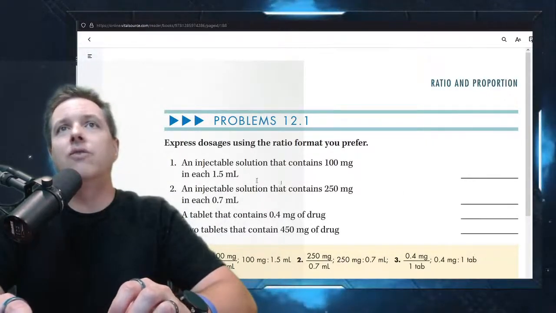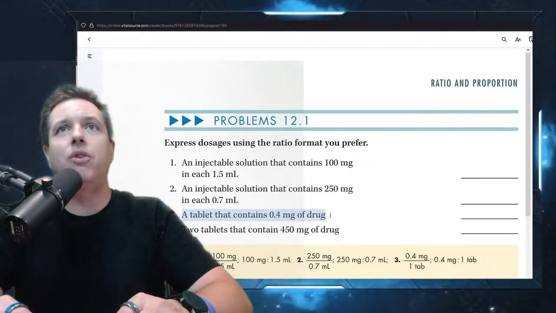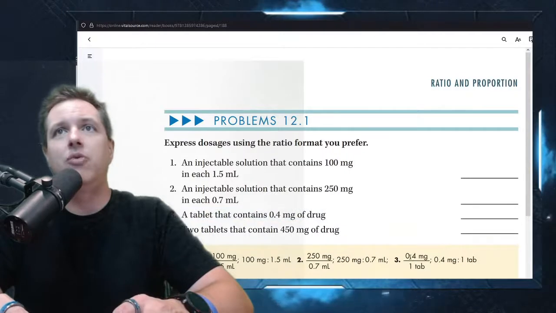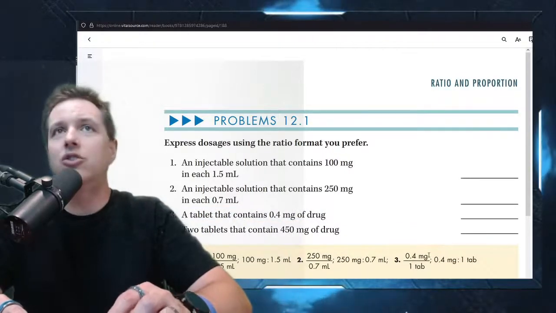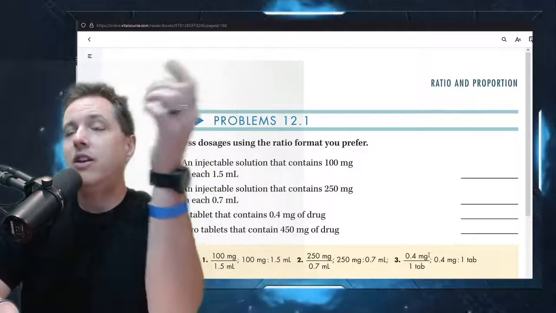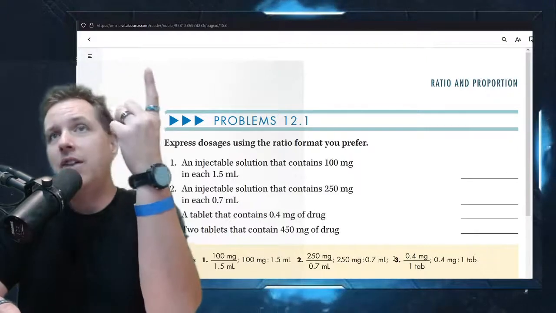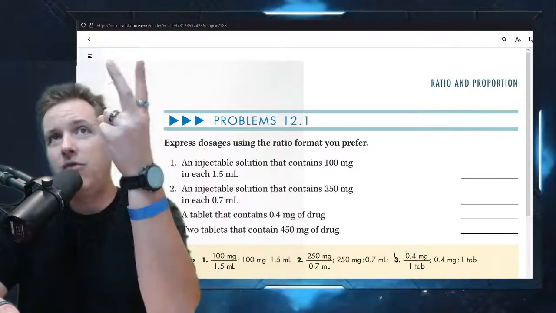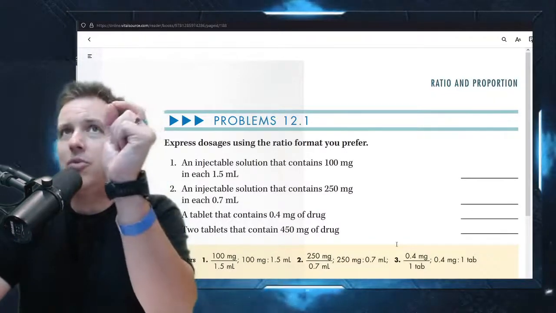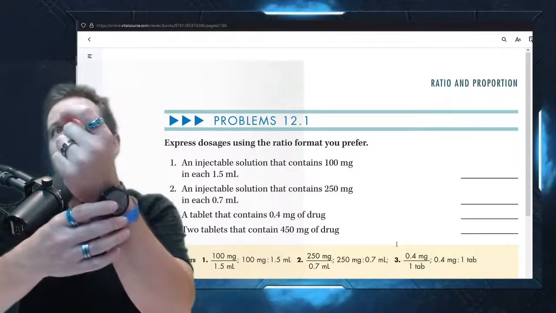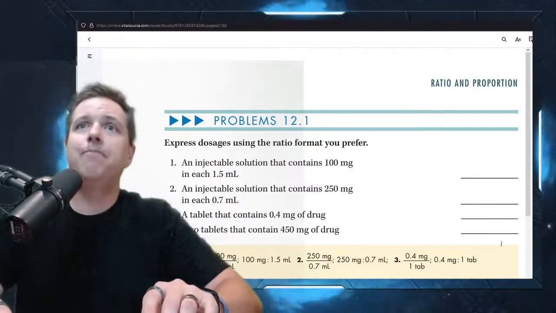So there's the writing of the solutions. I feel like that's pretty straightforward. What if you have a tablet that contains 0.4 milligrams of drug? Well, then it would be 0.4 milligrams over 1 tab. So you can see you're still just using whatever unit you're given. You're given a unit that is some weight of the drug generally, and then you're given some volume or a tab or whatever. You search the problem, you get those 2 units. They have to give you that information, and then you stick it in here, okay?